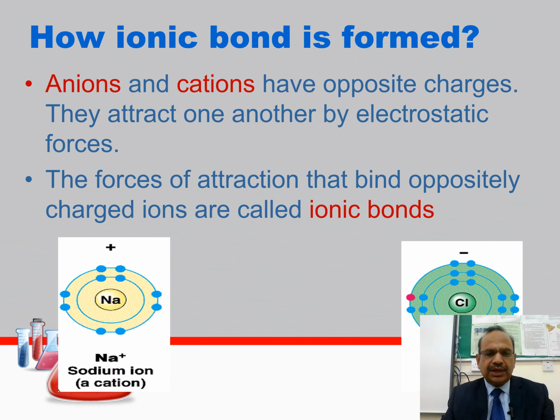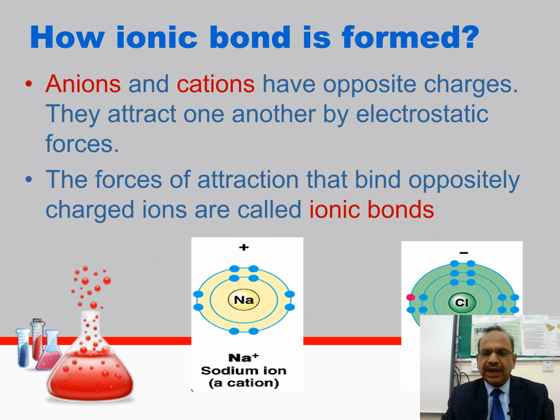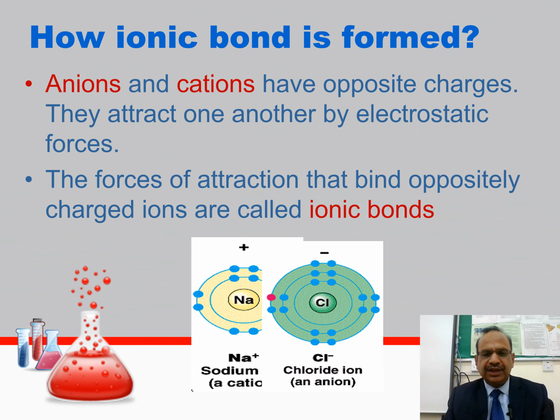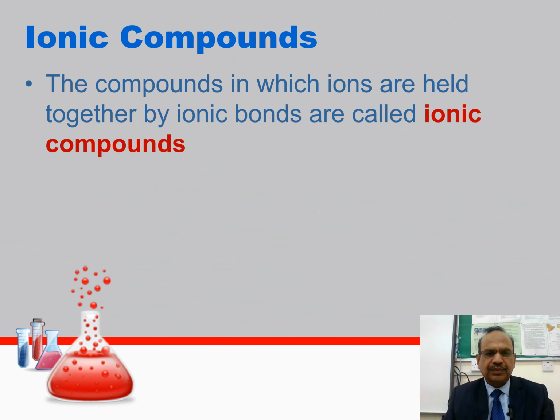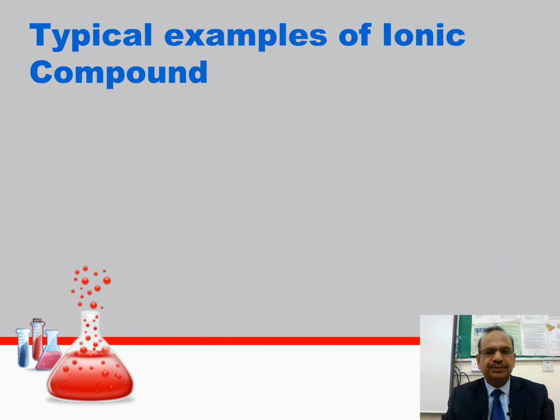So look at the sodium ion and chloride ion. Due to their oppositely charged particles, they come close to one another, combine and form an ionic compound. Sodium chloride is an ionic compound and they have a force of attraction that is called an ionic bond. All those compounds which have an ionic bond are called ionic compounds. Sodium chloride is the best example of an ionic compound.